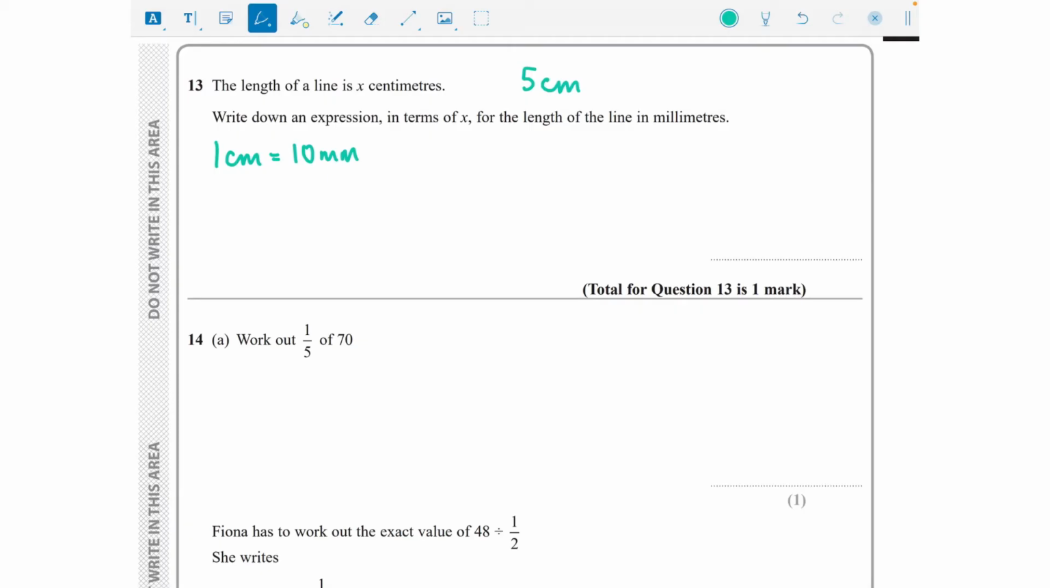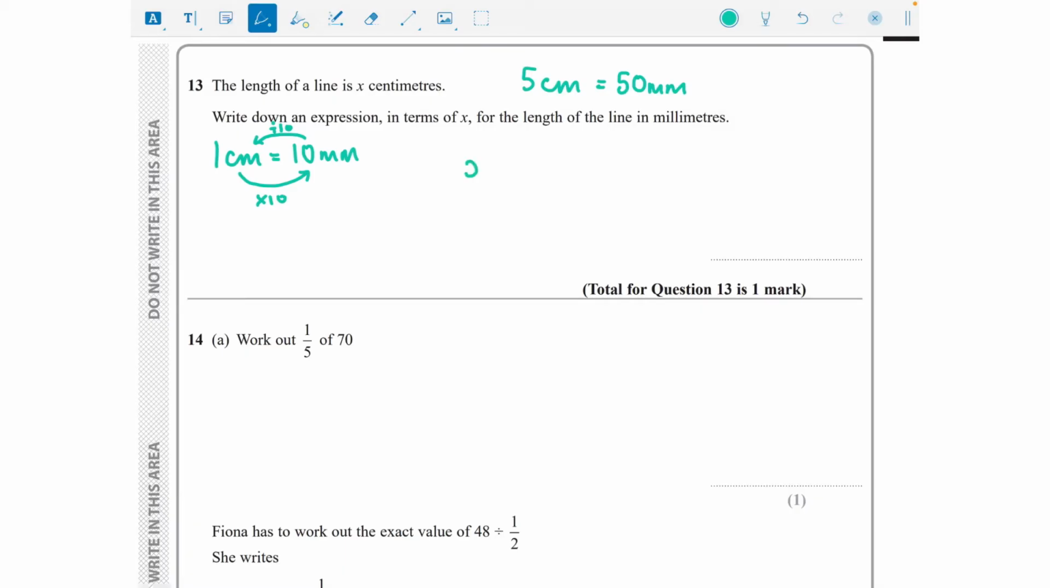So to get from centimetres to millimetres, what do we need to do? Well, we need to times by 10 if we were going that way. If we were going from millimetres to centimetres, we would divide by 10. In this case, 5 centimetres would be 50 millimetres because we would times it by 10 to go from centimetres to millimetres. So it doesn't matter what the number is. We can see that if we were going from centimetres to millimetres, we would times by 10.